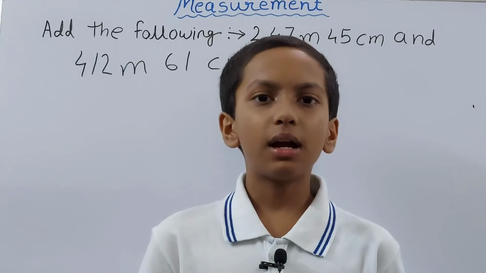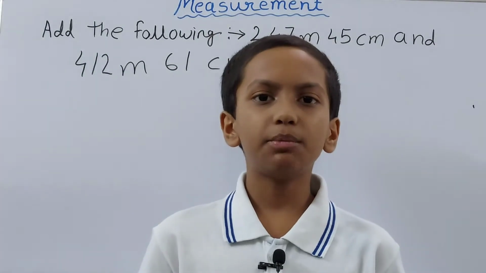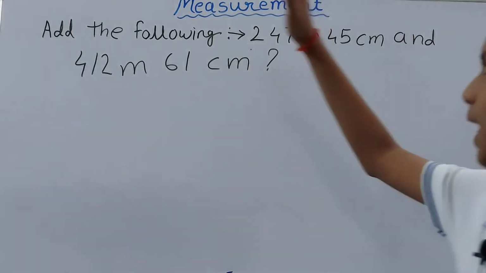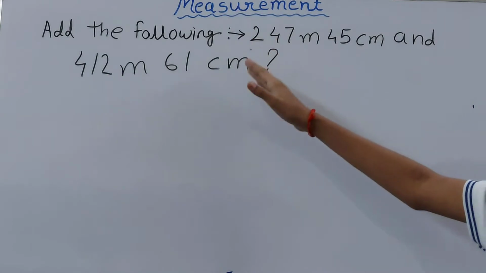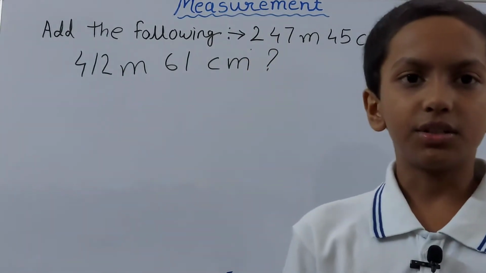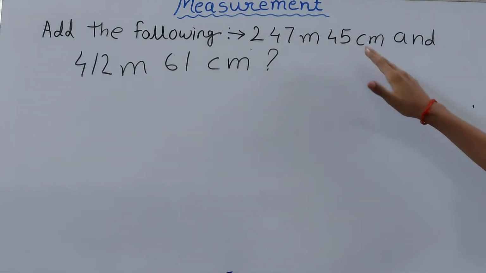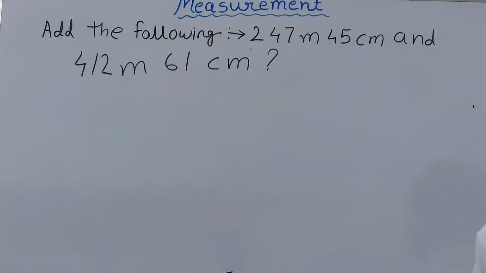Friends, there are many operations in measurement like add, subtract, multiply or divide. Let's see. So, first is to add the following. Okay, that means we have to add the measurements. So, it is 247 meters 45 centimeters and 412 meters 61 centimeters. Okay, so it is saying to add 247 meters, 45 centimeters and 412 meters, 61 centimeters.